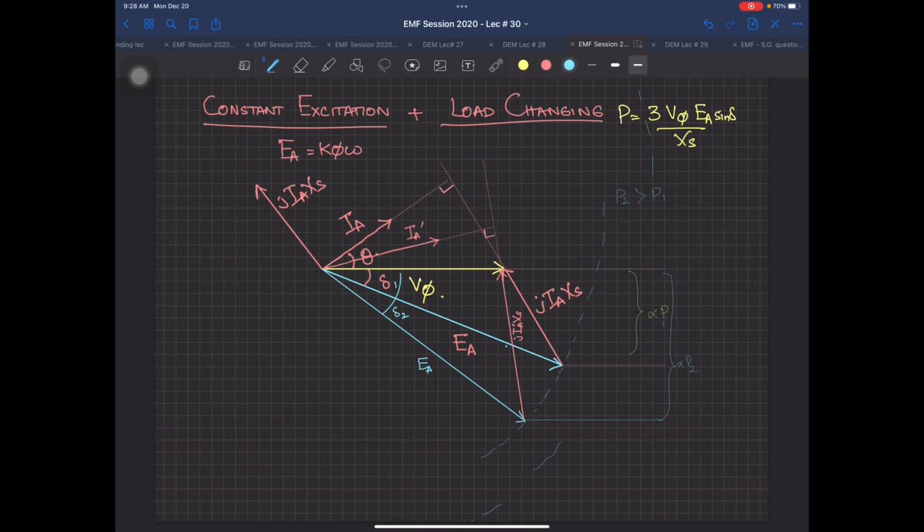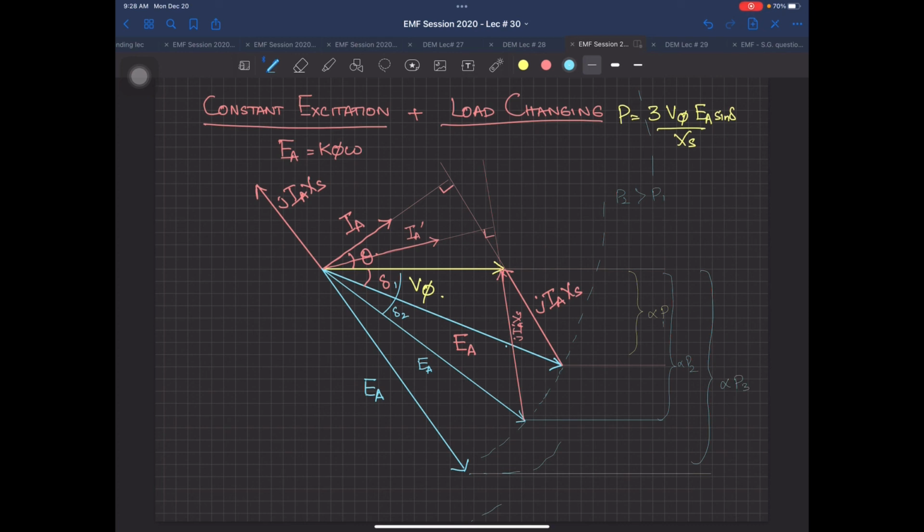So let me complete it. Okay, now I am going to increase it furthermore. So now my diagram becomes like this. This is again EA, and corresponding to this over here, this one is my input power. This is a motor. This is a motor over here. So this is P3 over here.